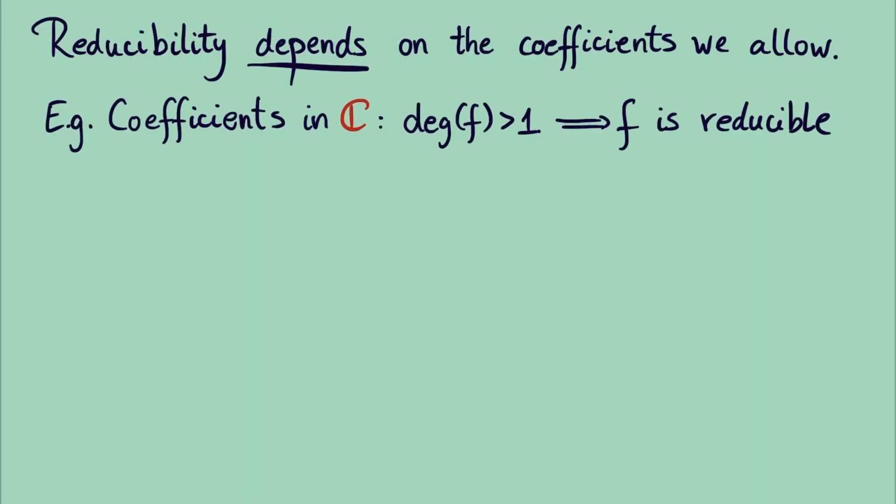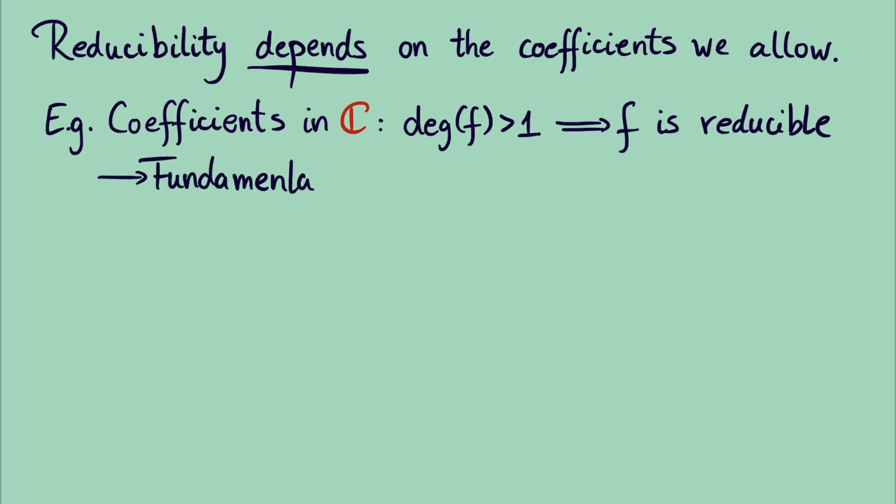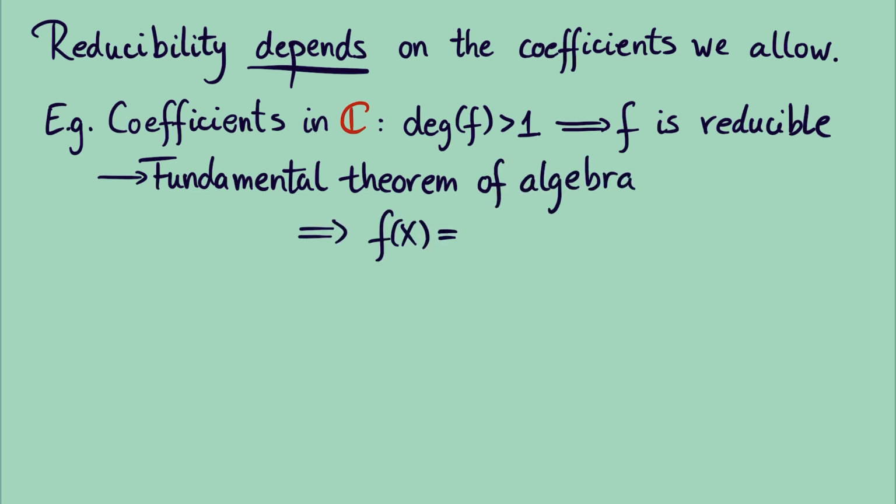The question of reducibility really depends on the kinds of polynomials you allow in your product. For example, if you allow polynomials with complex coefficients, then in fact all polynomials with degree higher than 1 are reducible. Indeed, one of the consequences of the fundamental theorem of algebra is that all polynomials factor into polynomials of degree 1 with complex coefficients.